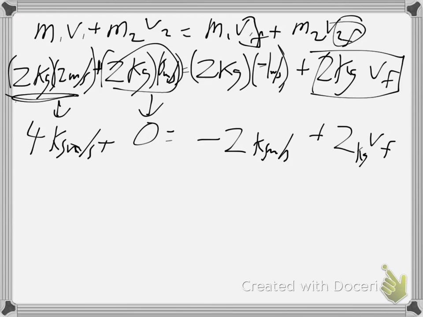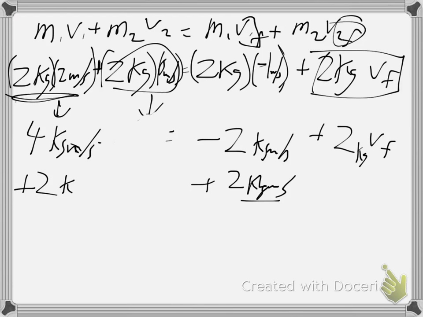So, this tells me that 4 plus 0 equals -2 kilograms per second plus 2 times some velocity. So, first thing we need to do is we can get rid of this right here because it's 0, and poof, it goes away. So 4 kilogram meters per second equals -2 plus 2 VF. So the first thing I want to do is add this 2 kilogram meters per second to each side. That's supposed to be a kilogram meter per second there. It's terribly, terribly written.